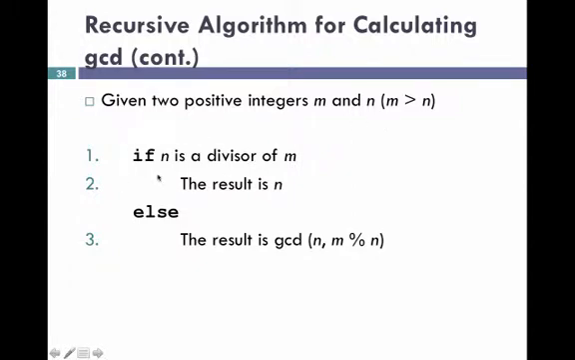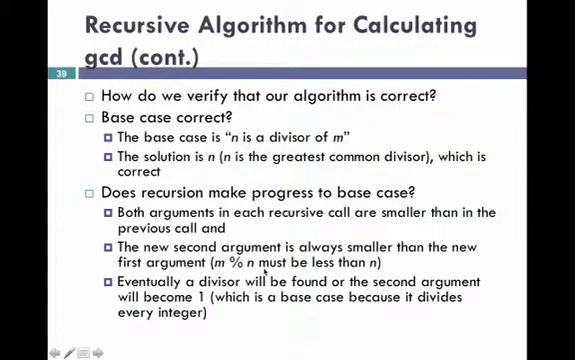So here's some pseudocode. If n is a divisor of m, the result is n. Otherwise, the definition that we just saw. So how can we verify that an algorithm is correct? First, we have to think about whether the base case is correct. The base case is n is a divisor of m. So the solution is n, meaning n is the greatest common divisor, which is correct.